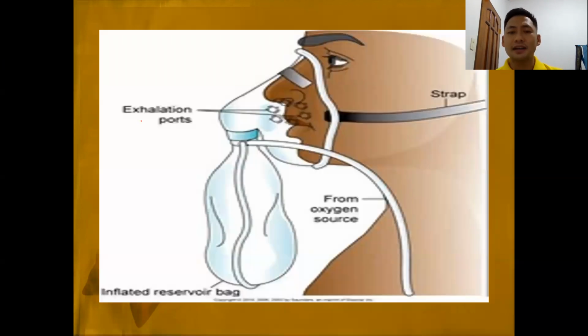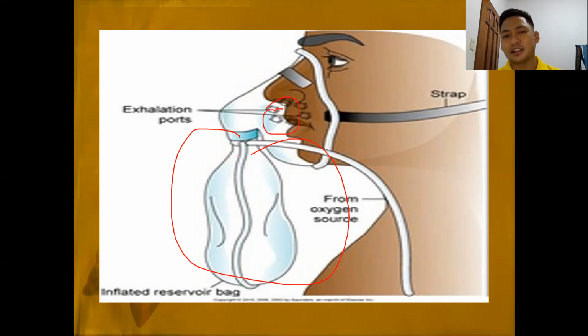So the reservoir bag of the partial rebreather mask, as you can see, walang valve sa gilid. No, but there is a reservoir bag. The reservoir bag should be two-thirds full of oxygen. Okay? So may hangin dyan galing sa oxygen source natin. At the same time, yung na-exhale ng pasyente, pupunta dito, marire-inhale niya ulit. So, aside from the oxygen source, the oxygen being exhaled by the patient is also being re-inhaled so that it can provide a higher oxygen concentration. Okay?